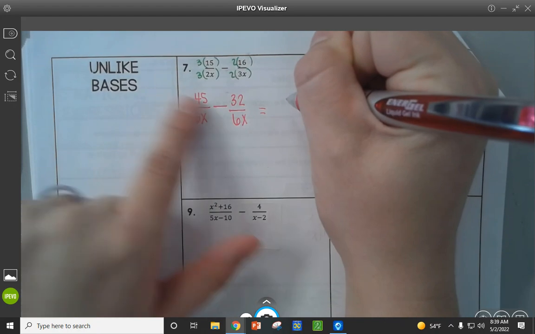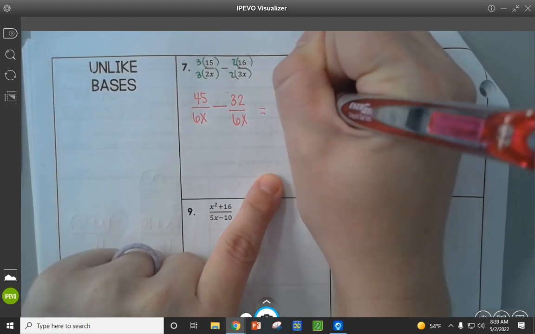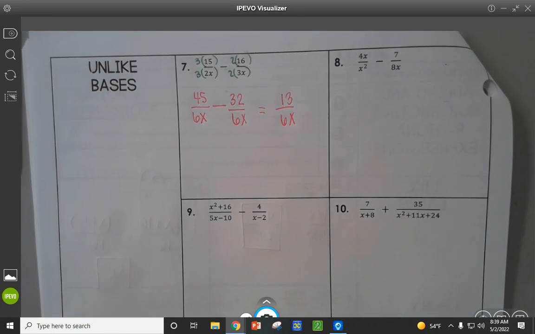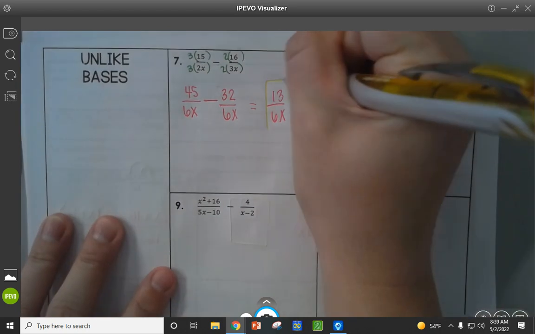Which, if we subtract those numerators, we get 13 over 6x. Does 13 over 6 simplify? No, it doesn't. So this is our final answer.